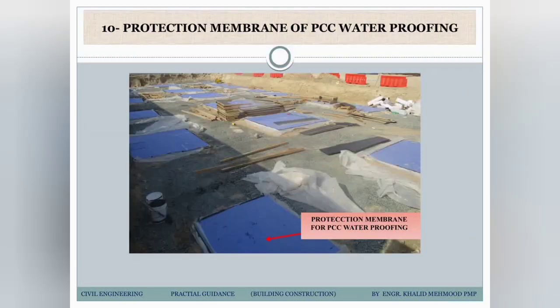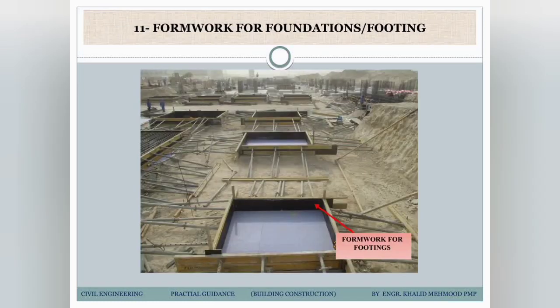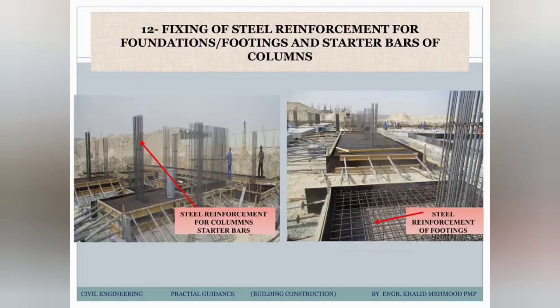You can see the blue color. This is a protection membrane above the PCC of foundations. So our foundations are ready to execute. The first step for the foundations is to fix a formwork for the individual foundation. You can see we have the plywood shutter as a formwork for the individual foundations.